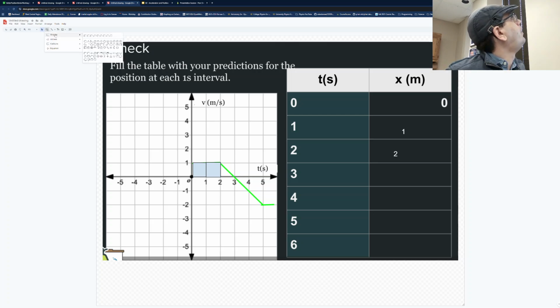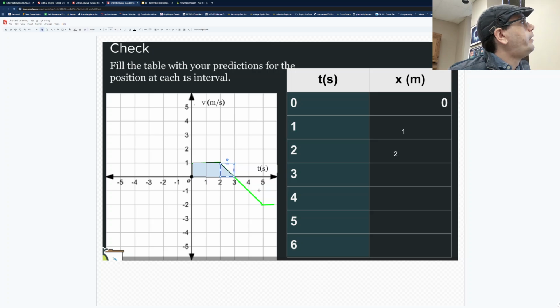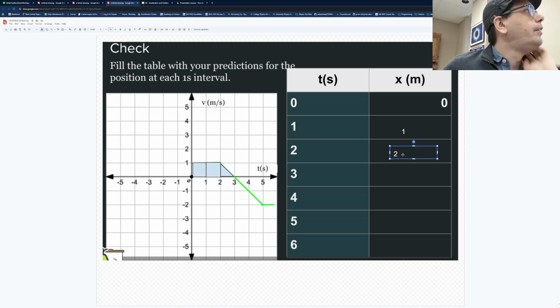Okay, and then Google doesn't love the shape. Actually, it looks pretty close. Here we have a triangle. Right? So what's the area of this triangle? Half. So we're going to add that half to the 2 that we had before and get 2.5.